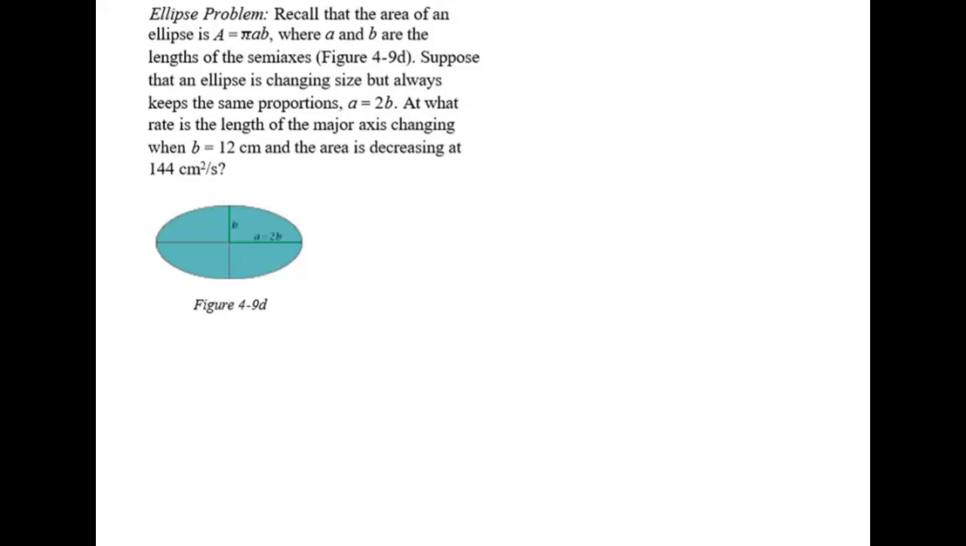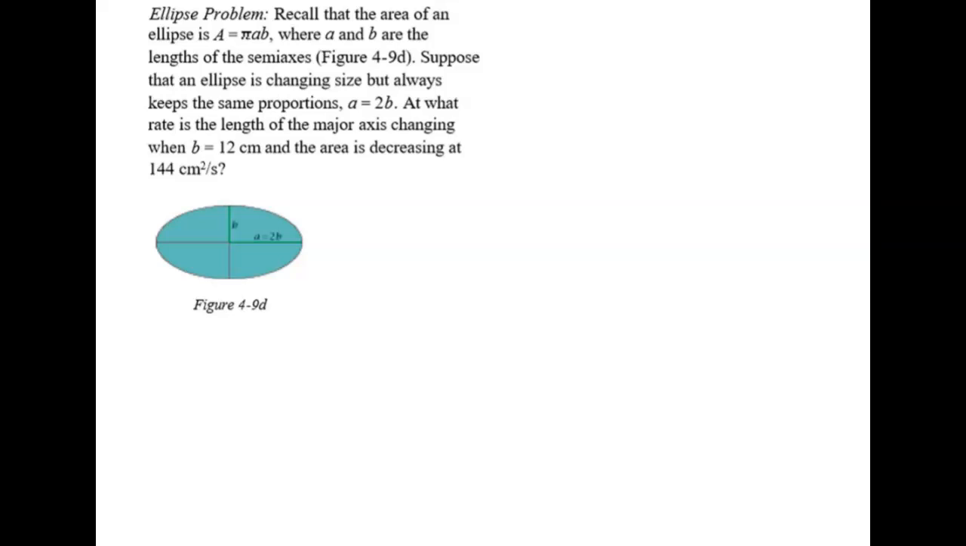For our first problem, we have an ellipse. Recall, I don't know if you recall, I don't know that I recall, that the area of an ellipse is A equals pi times a b, where a and b are the lengths of the semi-axes, meaning halfway along each axis. Suppose that an ellipse is changing size but always has the same proportions, a equals 2b. At what rate is the length of the major axis changing when b equals 12 and the area is decreasing at 144 centimeters squared per second?